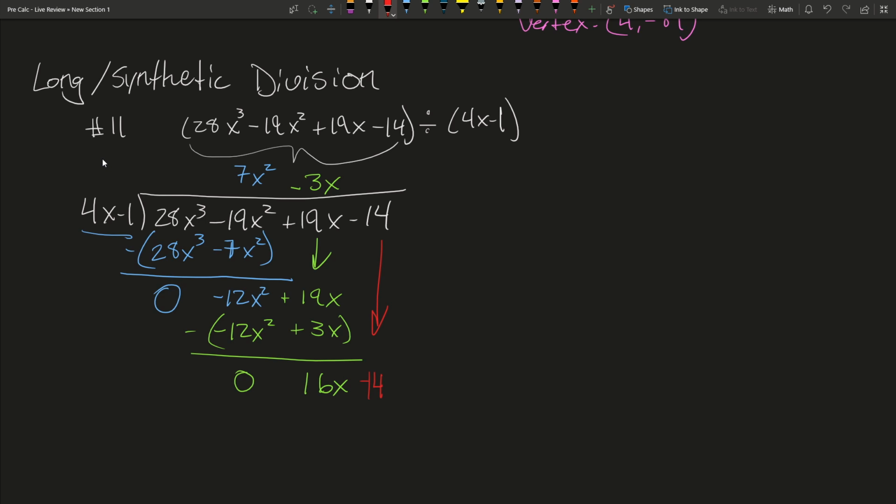So 4x goes into 16x 4 times. When we multiply 4 by 4x minus 1, we get 16x minus 4. Subtract that. 16x minus 16x gives us 0. Negative 14 minus a negative 4 gives us negative 10. And then because there's no other values to bring down, that's our remainder. So our answer is 7x squared minus 3x plus 4 minus 10 over 4x minus 1.